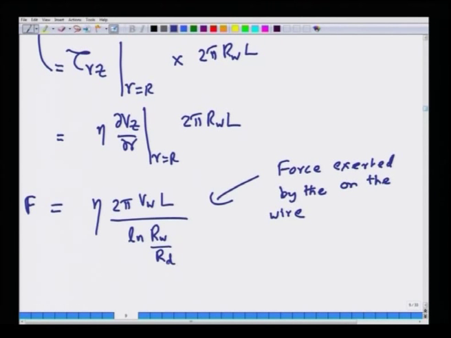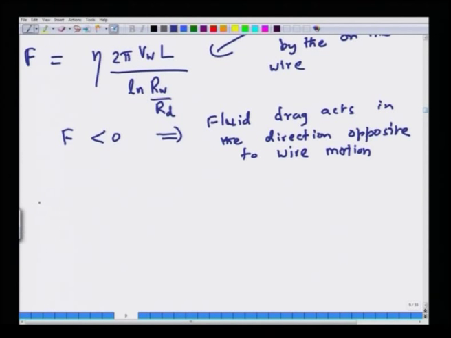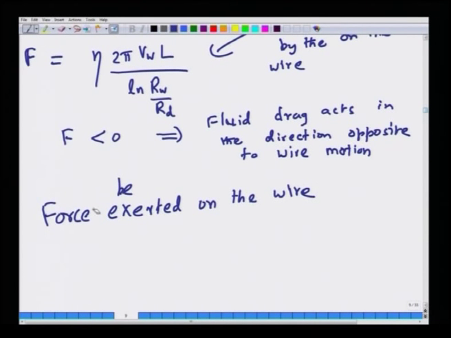So, since r_w is less than r_die, this force is negative, because the fluid drag force acts in the direction opposite to flow, opposite to wire motion. The wire is trying to move in the plus z direction, and the fluid is trying to exert a force in the minus z direction. So, in order to make the wire move at a constant velocity, the force to be exerted on the wire should be minus of that, because this will now be in the positive direction.